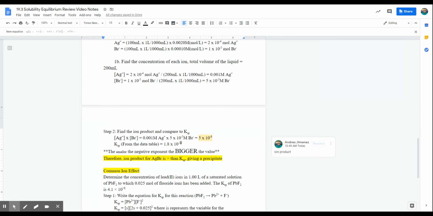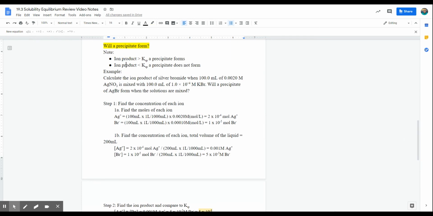So a smaller value means that it's a bigger value overall, which means that, therefore, the ion product, so this number, 5 times 10 to the negative 8, is actually bigger than the solubility product constant, which is 1.8 times 10 to the negative 10. 10 to the negative 10 is much smaller than 10 to the negative 8. So that means that it will be giving a precipitate based on the information I provided above.